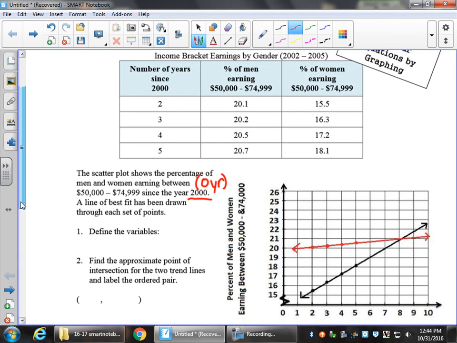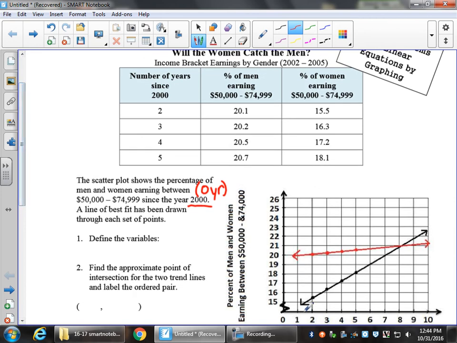If I were to figure out which is which, if I look here, 2, 20. So that means that the red line is men, and this black line is women. I figured that out by looking at my points. 2, 20 is on the red line. That came from 2, 20, which is the men. Or I could have looked at 2, this is somewhere between 15 and 16, about halfway, 2, 15.5.